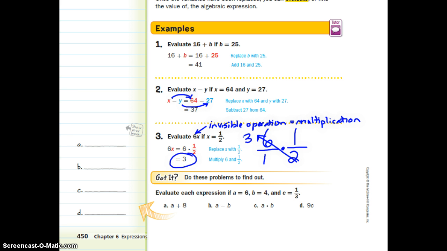Now it's your turn. Remember, invisible operation is multiplication. Pause the video.